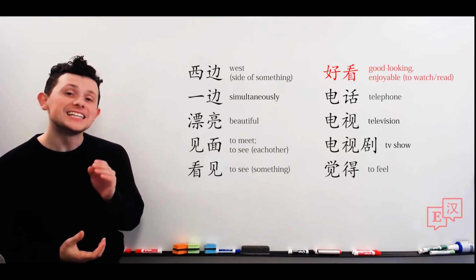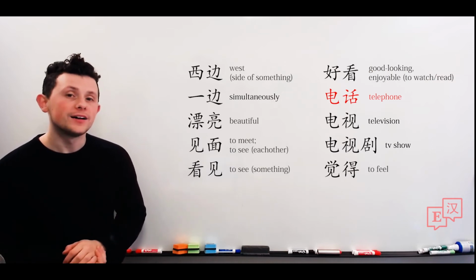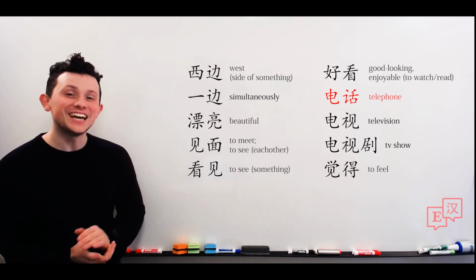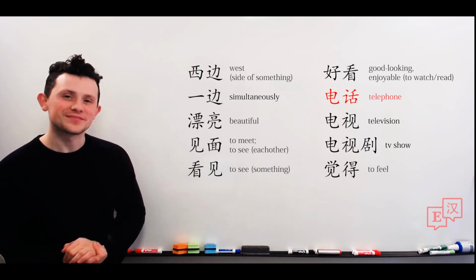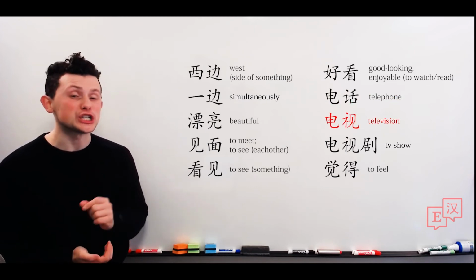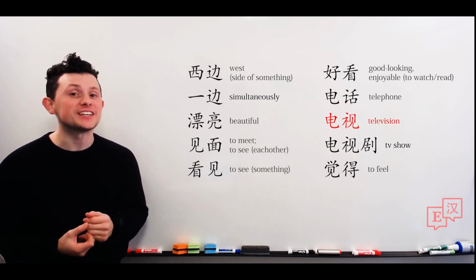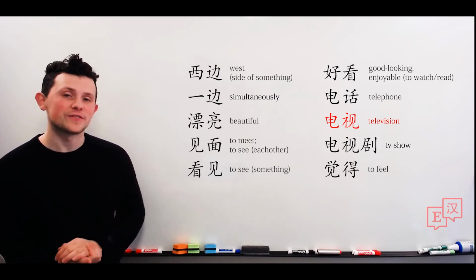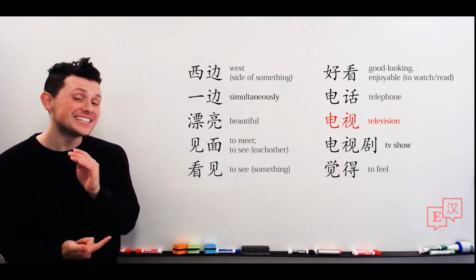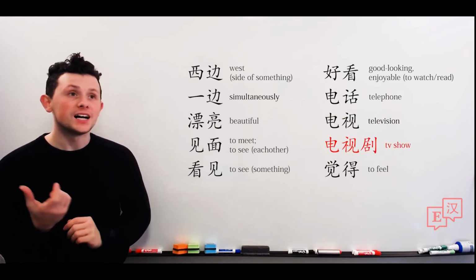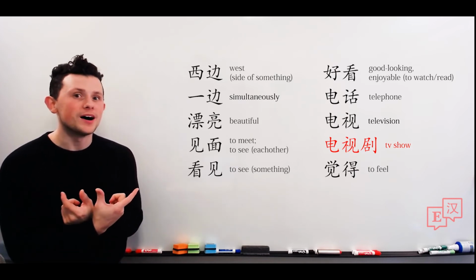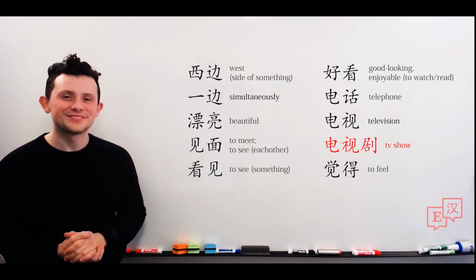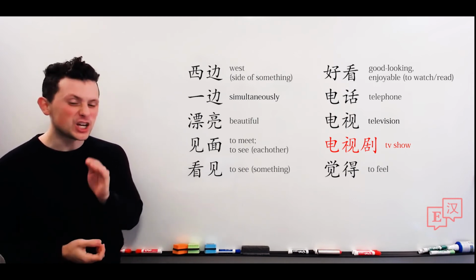Next, 电话. Electric words. This is a phone. 电话, phone. 电视. Electric vision is a television or a TV. 电视. And then 电视剧. Electric vision drama. This is how we say TV shows or TV drama, television shows. 电视剧.